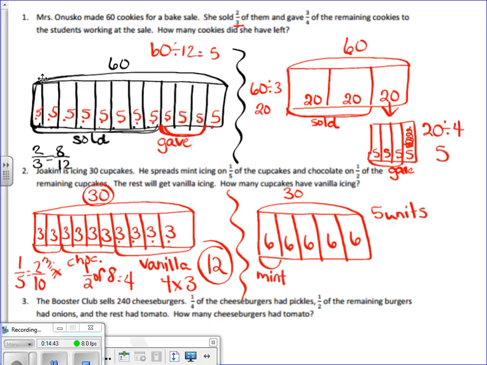Half of the remaining cupcakes will get chocolate. There are 4 of them right here. Half of them will get chocolate. The remaining will get vanilla. How many cupcakes will get vanilla? 12, because 6 times 2. 12 vanilla.